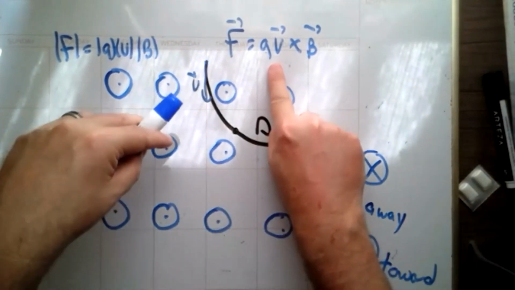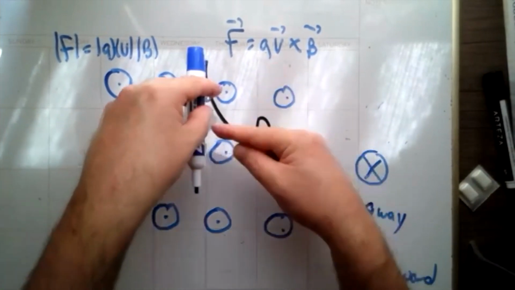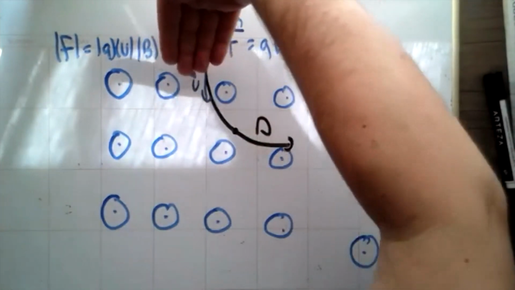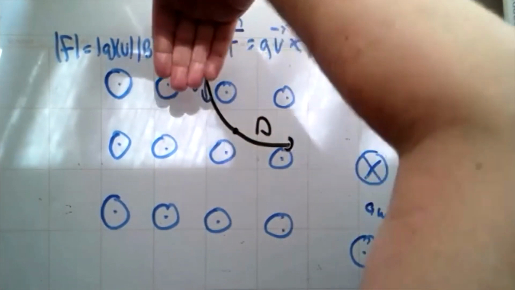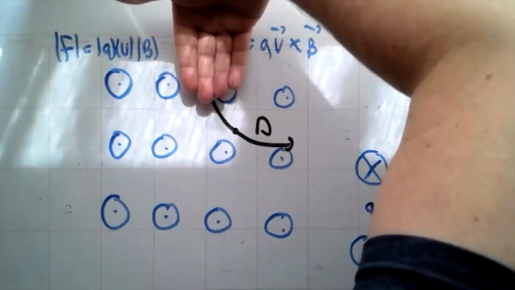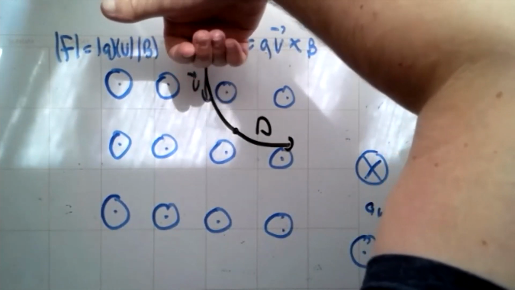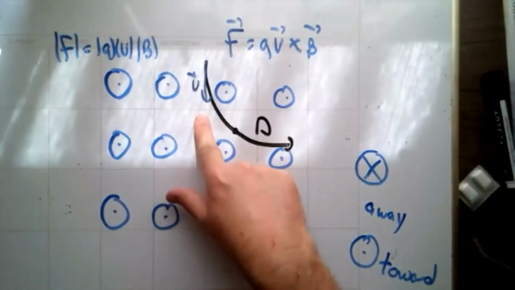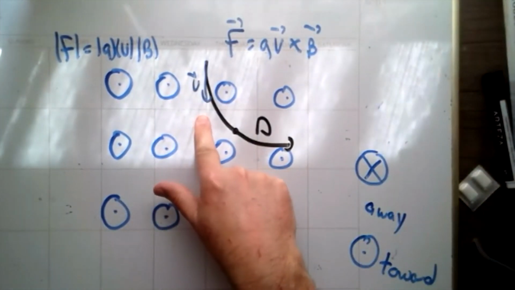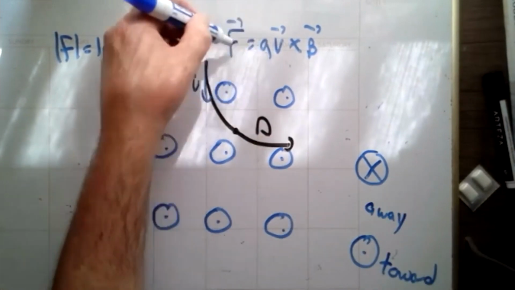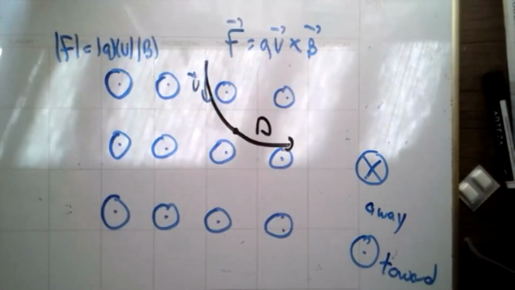Remember, Q here could be positive or negative. If Q was positive, this guy would have curved to the left. V cross B, here's the other method. All my fingers point in the direction of V, and I curl my fingers toward B. Curl. V cross B equals F. That guy can't be a positive charge. He has to be negative, because he's going the opposite way. If Q is negative, you end up with the opposite force.